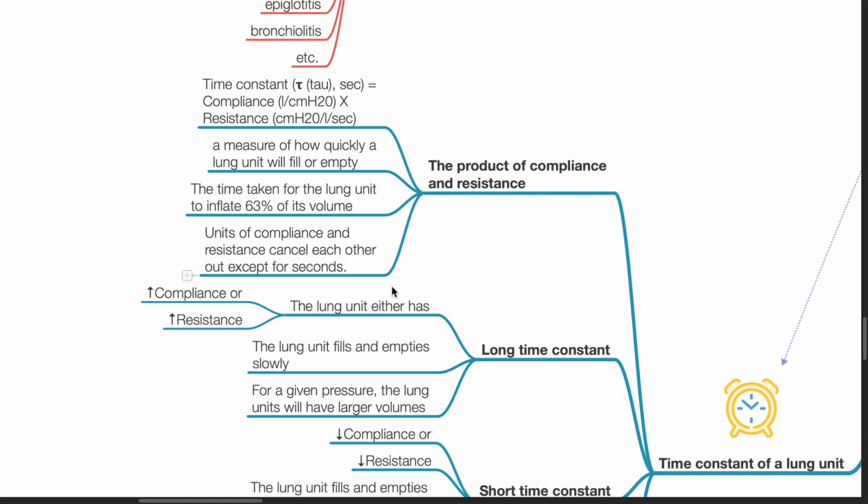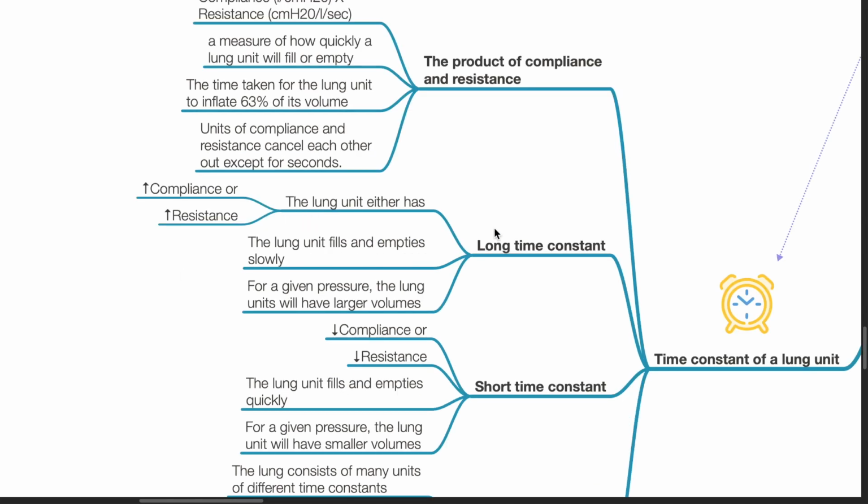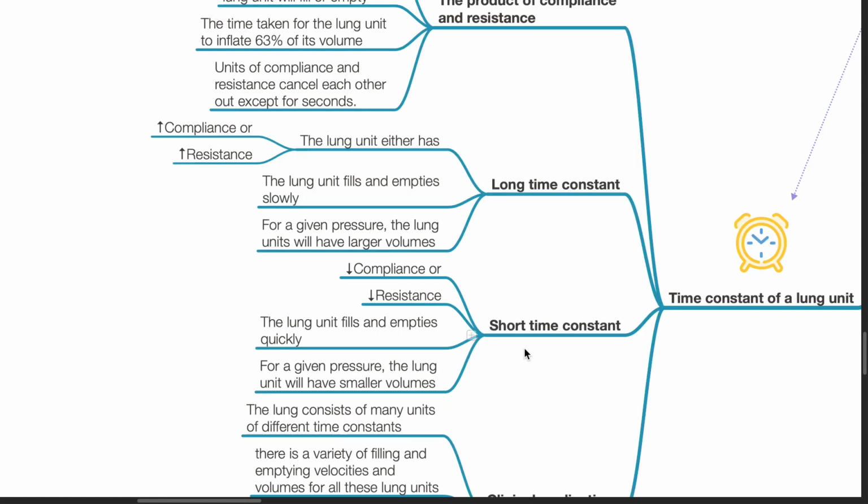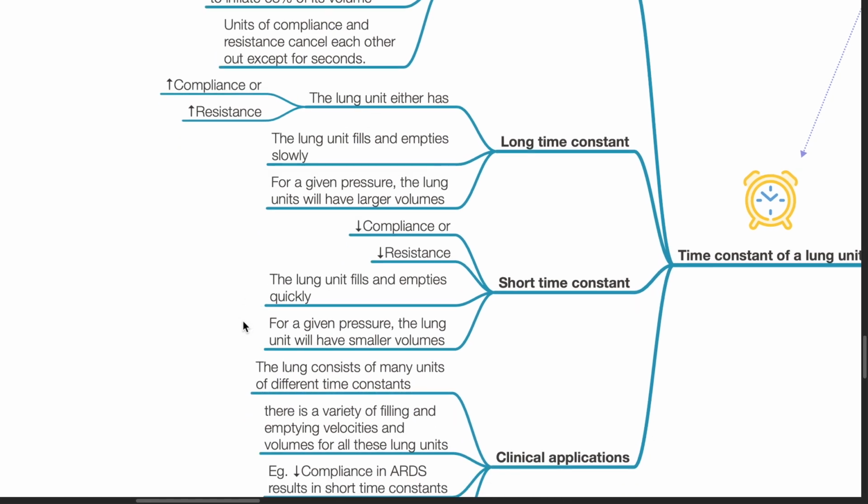In conditions where there is a long time constant, the lung unit either has increased compliance or increased resistance. The lung unit fills and empties slowly, and for a given pressure, the lung unit will have a higher volume. In conditions where there is a short time constant, there is either decrease in compliance or decrease in resistance. The lung unit fills and empties quickly, and for a given pressure, the lung unit will have smaller volumes.